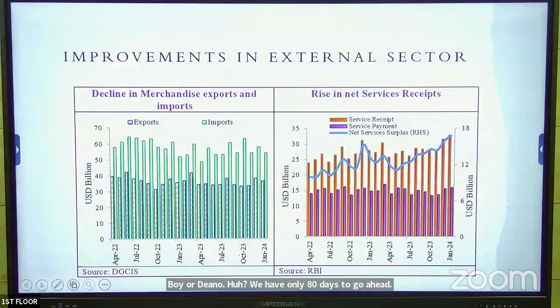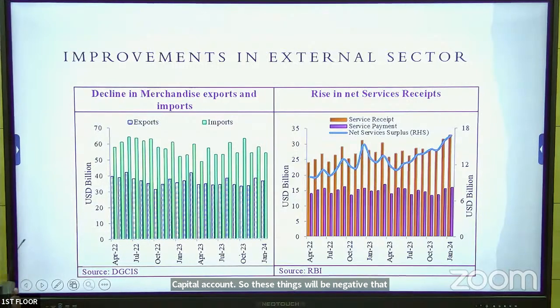Dividends, profit, interest. Dividends and profits for the FDI and FII. Interest for the borrowings what we take under the capital account. So these things will be negative. That is not being talked in.